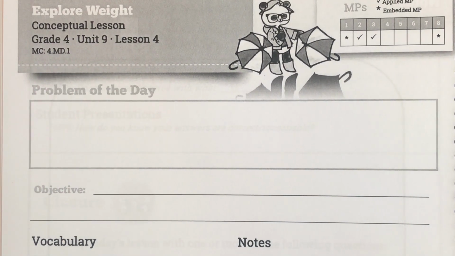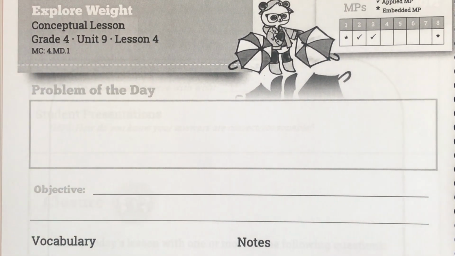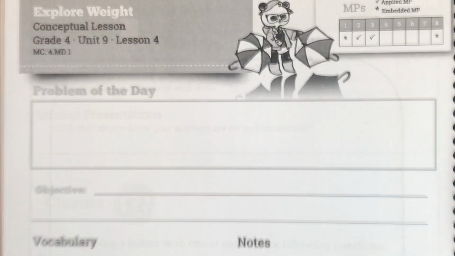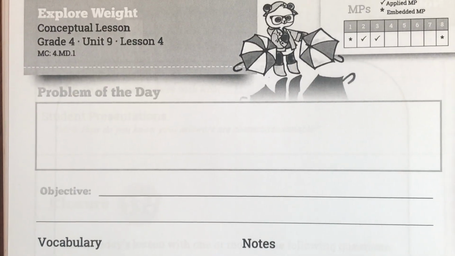Good morning, fourth graders. Today we are on page 97 of your student journal, page 97, and we are moving on. We've done 3 days of length measurement, and we are now moving on to weight measurement.